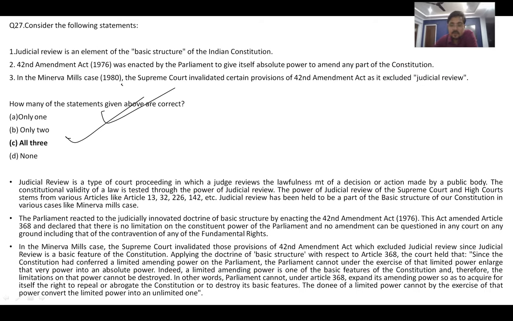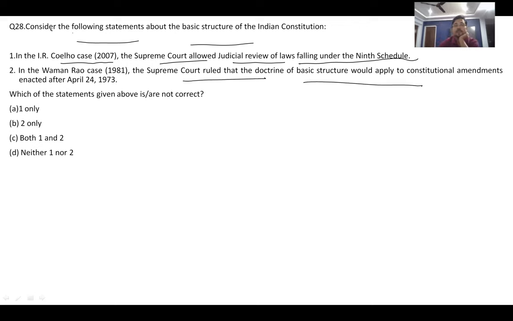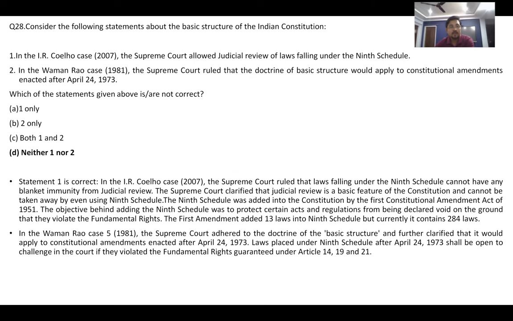Okay, so next we are going to question number 28. Consider the following statements about the basic structure of the Indian constitution. In the IR Coelho case in 2007, the Supreme Court allowed judicial review of laws falling under the 9th Schedule. In the Waman Rao case 1981, the Supreme Court held that the doctrine of basic structure would apply to constitutional amendment acts enacted after April 24, 1973. Neither one nor two is not correct. That means both are correct here.